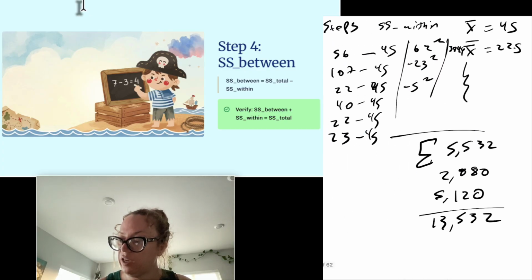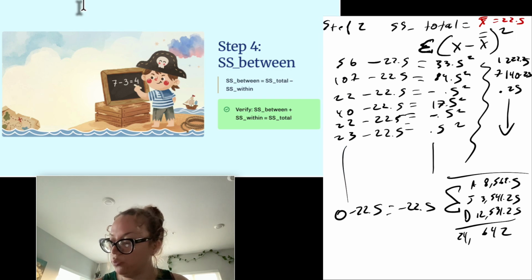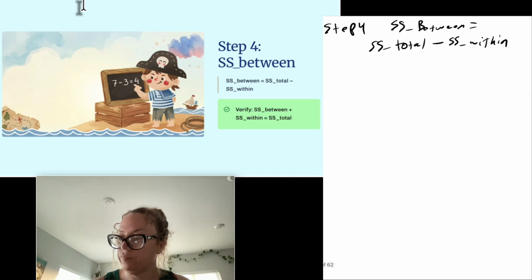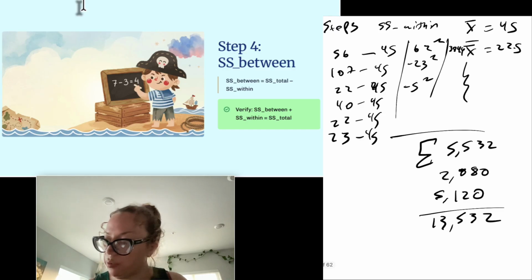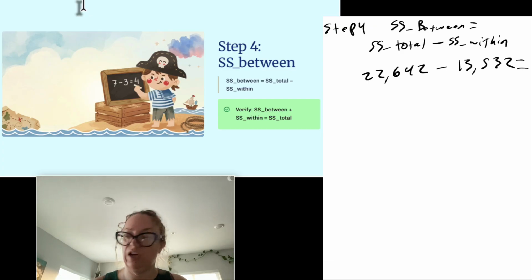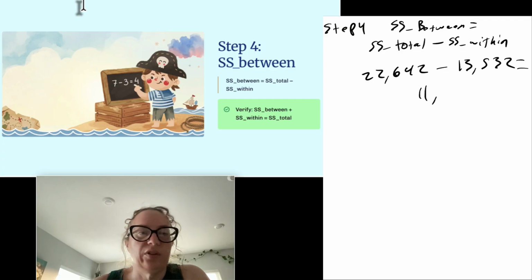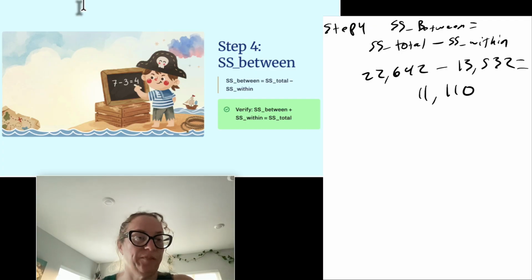So if you go back to step 2 is the SS total, which is right here, 24,642. 24,642 minus the within, which was step 3, and that is 13,532. That equals out to 11,110. Okay?